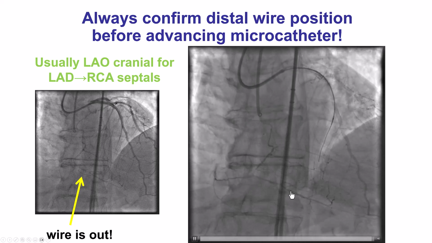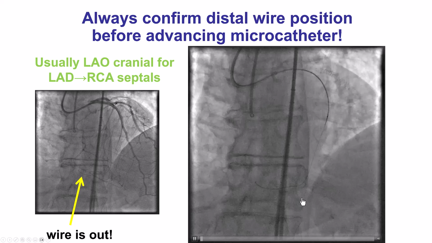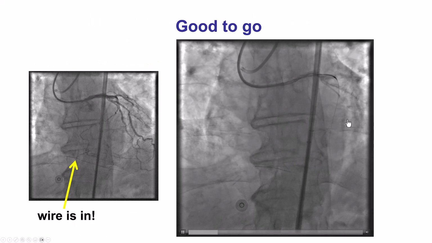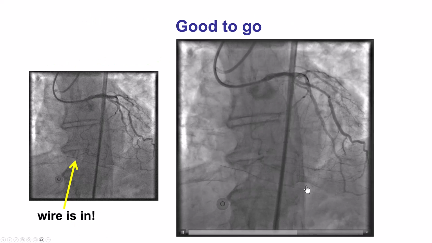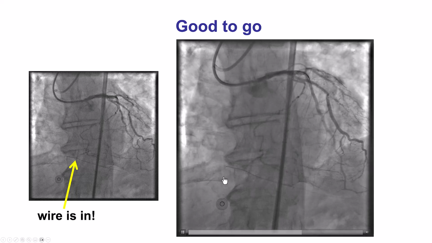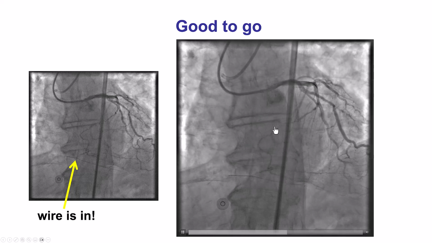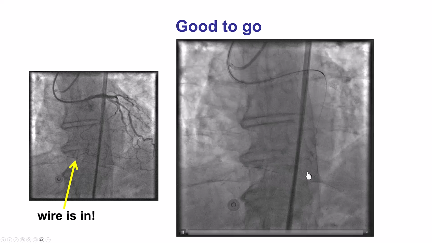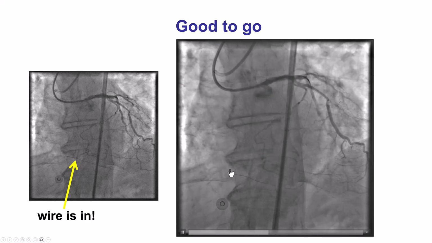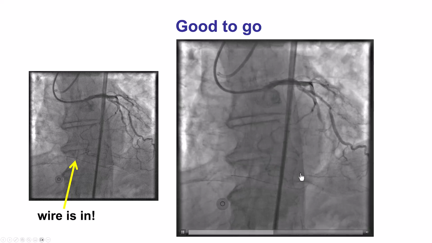But here, the wire is actually still curved, still bent, even though it should have been straight into the PDA. So in this case, we pulled it back, we redirected the guide wire, and now you see how the guide wire is straight. There is this back and forth movement, and the wire is moving along the course of the vessel. But you want to confirm this before advancing a microcatheter. If the wire goes out, it's usually not a big deal for septals, but if the microcatheter does, that can be more serious.